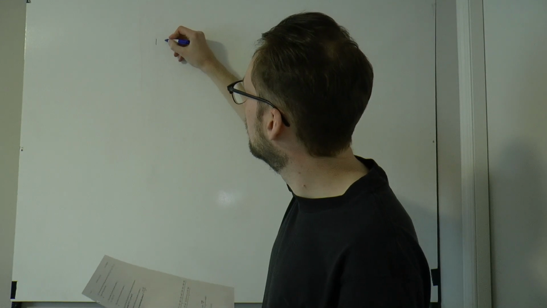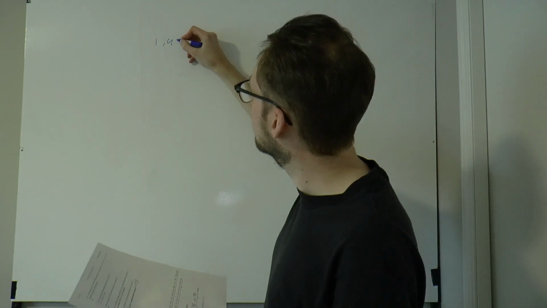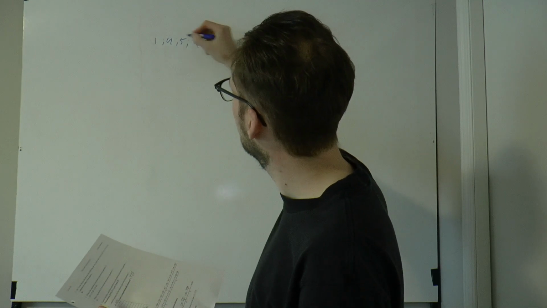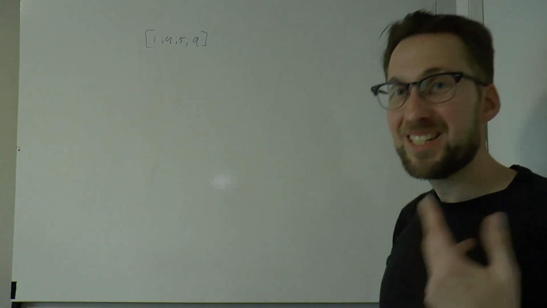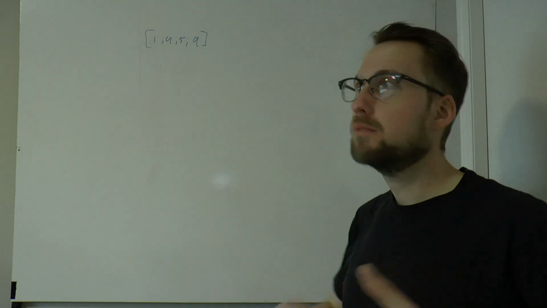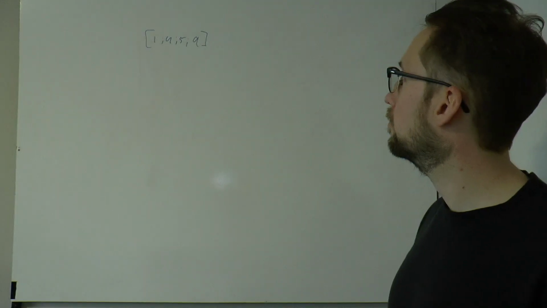Okay, now I've given you a small data set. 1, 4. I clearly need to change these markers, by the way. 1, 4, 5, and 9. And the question is, compute the standard deviation. What's the standard deviation? Square root of the variance. Okay, so I can use the same thing all over again.